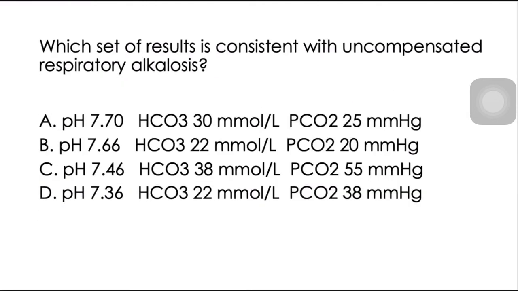Okay, which set of results is consistent with uncompensated respiratory alkalosis? So, unang titingnan, kailangan alkalosis. Unang-una titingnan pH muna. So, alkalosis here is letter A or B. So, you are left with A or B, no? For alkalosis, because the normal or the reference value for pH is 7.35 to 7.45. Okay, so A or B.